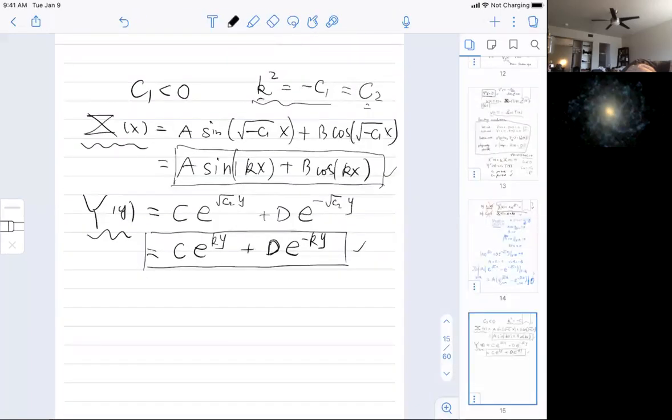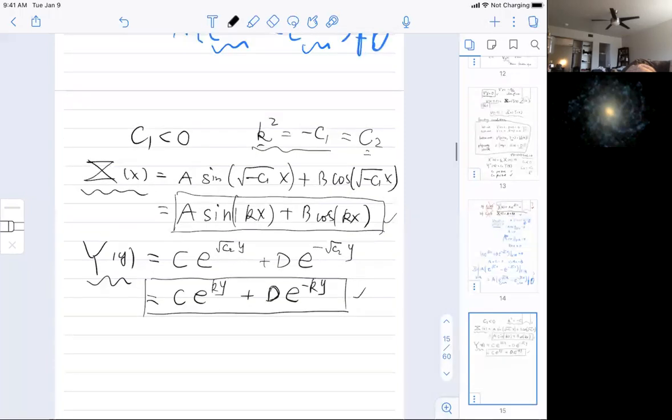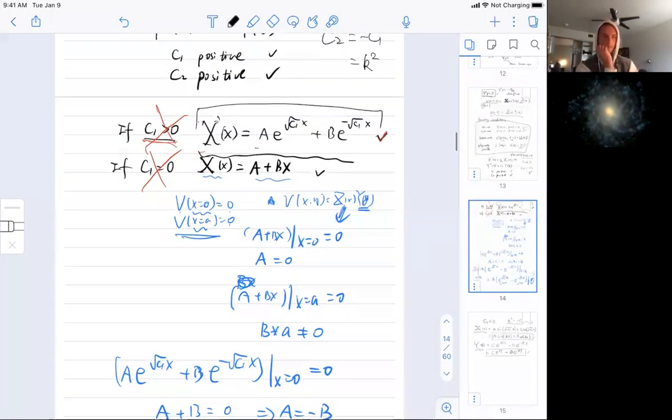Professor, I have a question. Yes, go ahead. So I think I kind of agree with what you said. I think the difficulty lies within if C1 or C2 is positive or negative. Right. And so to determine that, we look at the boundary conditions. Mhm. Okay.